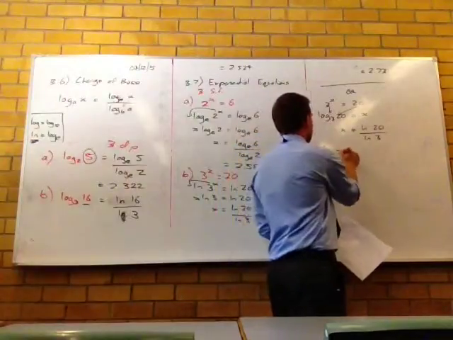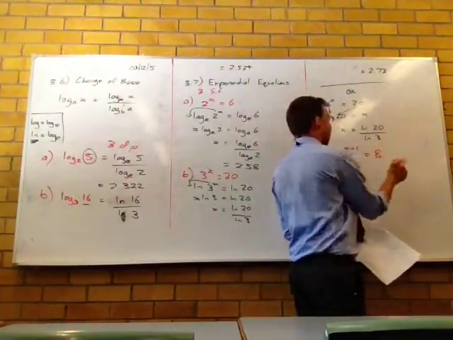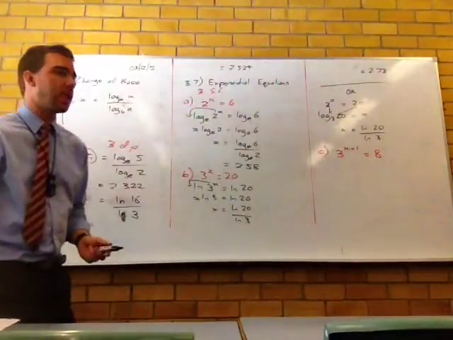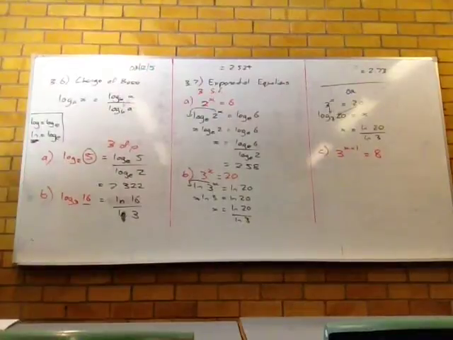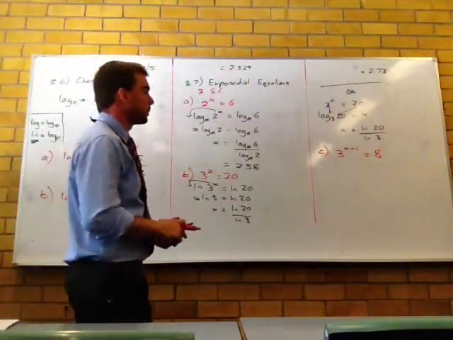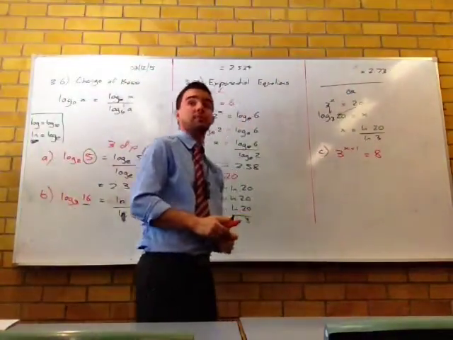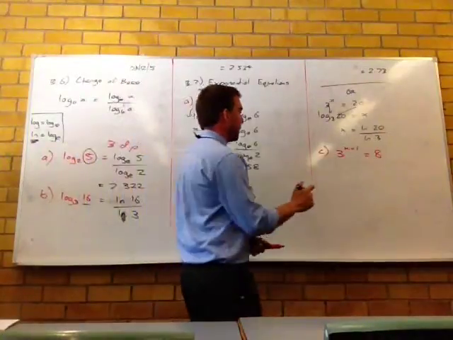Alright, 3 to the power of x plus 1 is equal to 8. So the power must be between which two integer values? Not x, the power itself. 1 and 2. So I'm expecting something between 0 and 1 because I'm adding 1 to it. Okay, so that's sort of technique to look at.